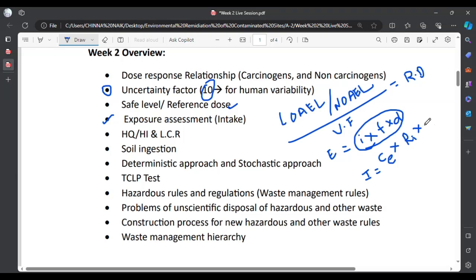And similarly EF. EF is the, anyone? You people already attended the classes, right? What is the EF? EF is the exposure frequency. Generally it is in days per year, the number of days in a year the human being spends time on or works at the contaminated site.